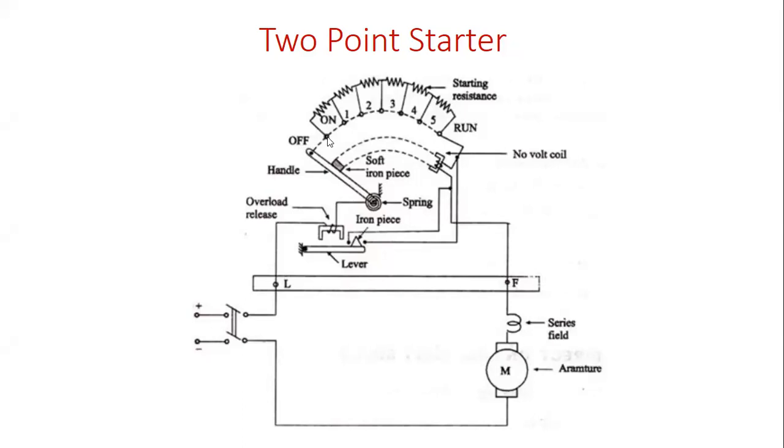So what happens? The starting resistance value will be higher when the handle is in the on position. If the resistance is higher, only a small amount of current will be entering. When a small amount of current is entering, the motor starts its speed from zero to some RPM, right?